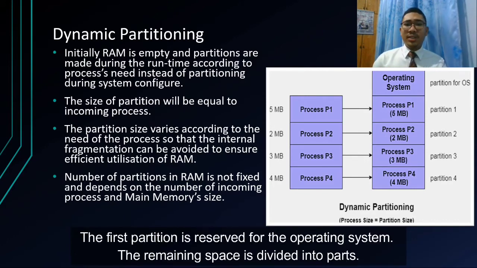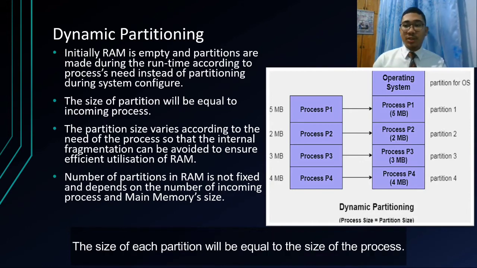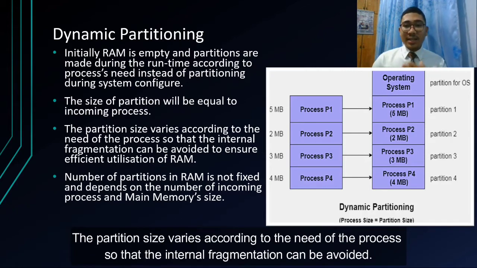The first partition is reserved for the operating system. The remaining space is divided into parts. The size of each partition will be equal to the size of the process, and the partition size varies according to the need of the process so that internal fragmentation can be avoided.